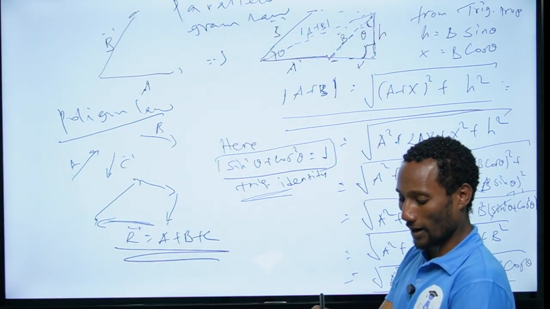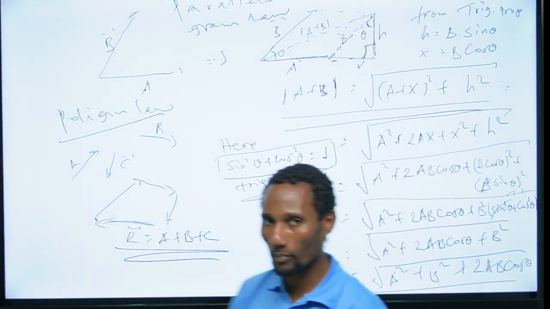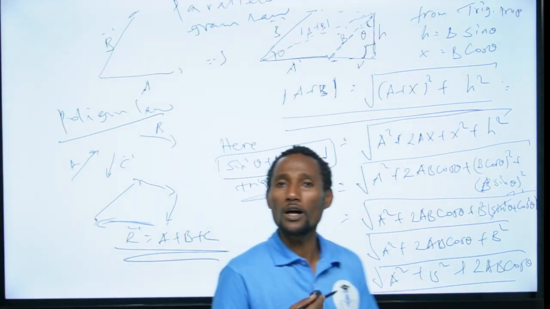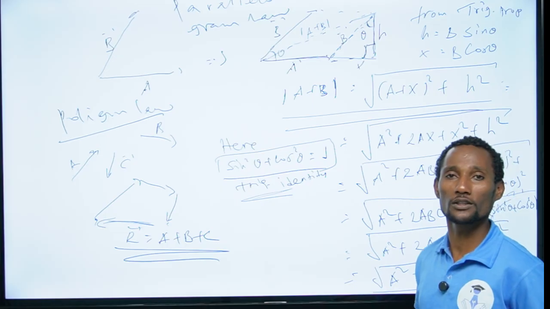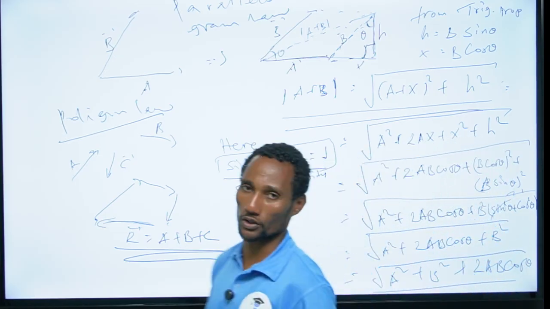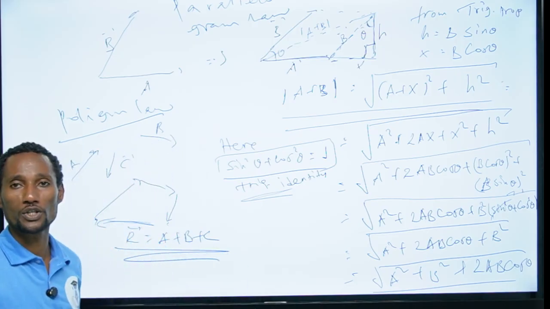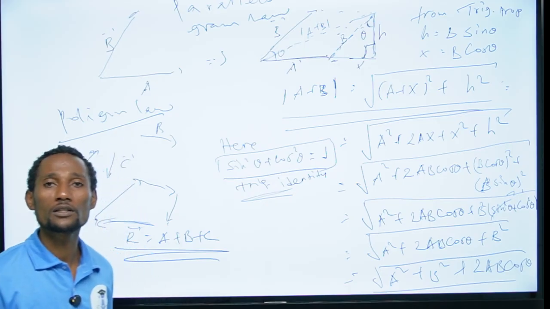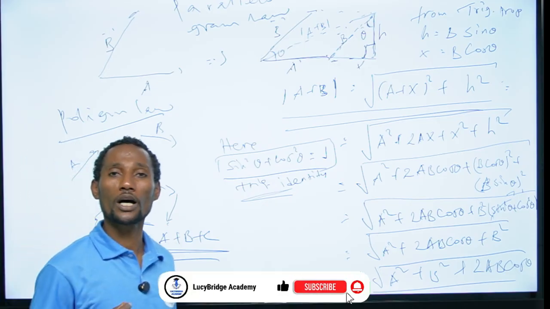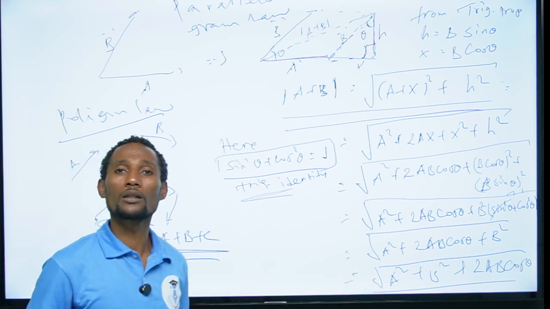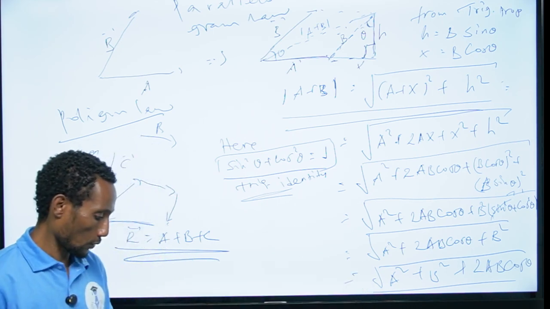So by having this, the parallelogram law and also the polygon law are different in their addition or subtraction of these vectors. So we have a different method of addition in the parallelogram law and the polygon law.